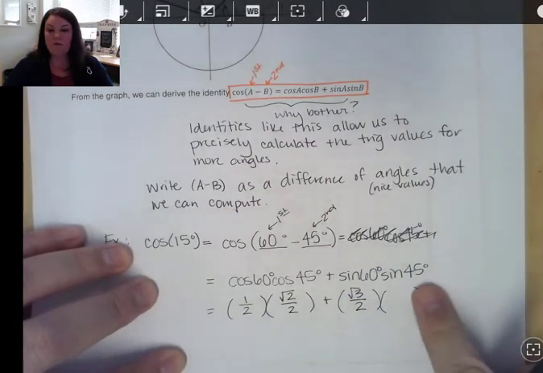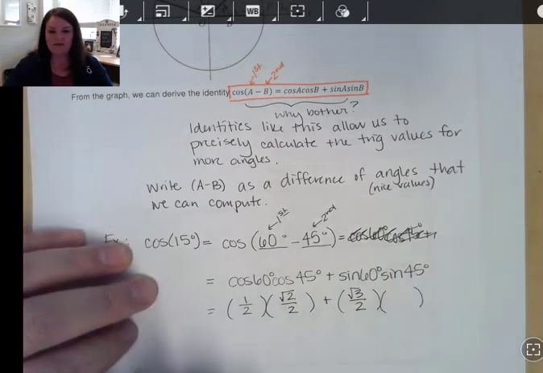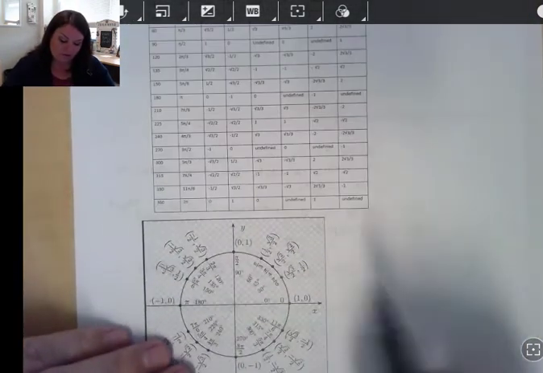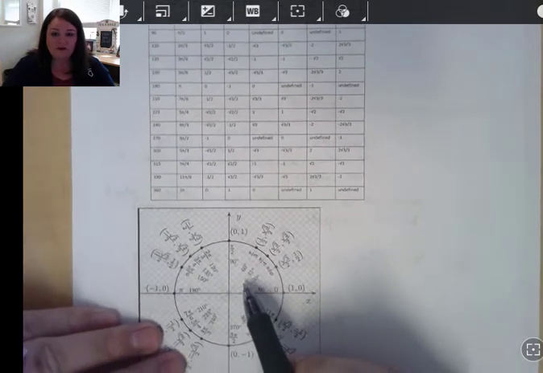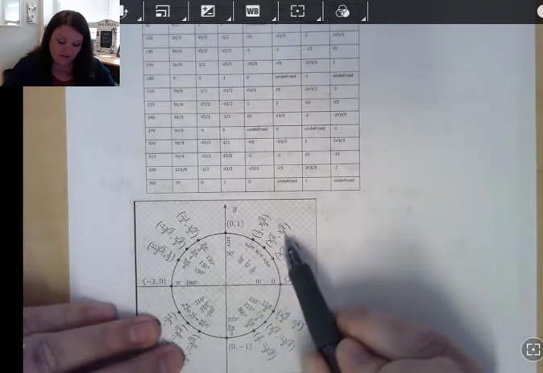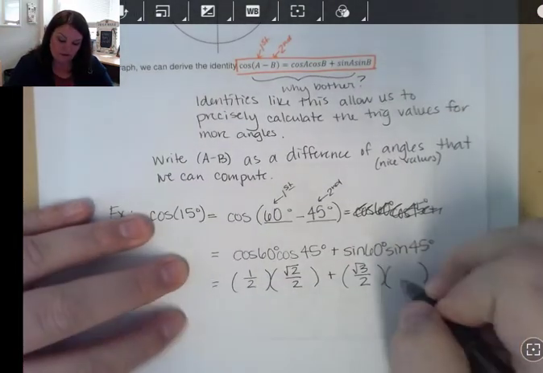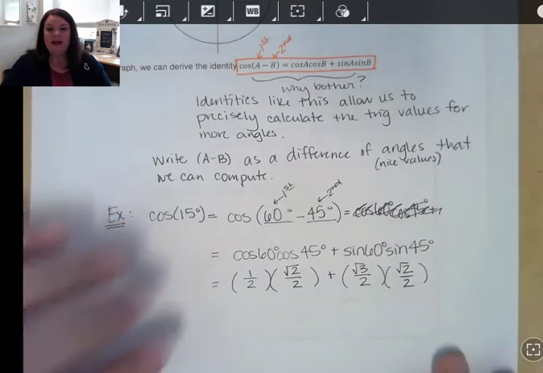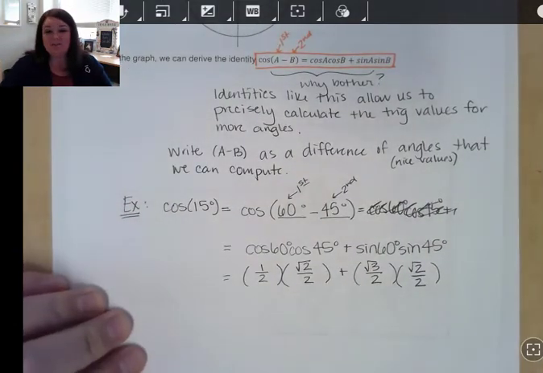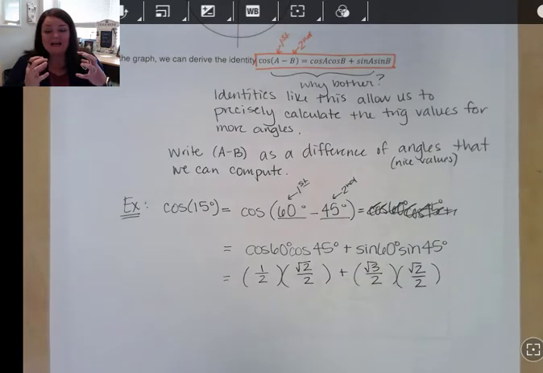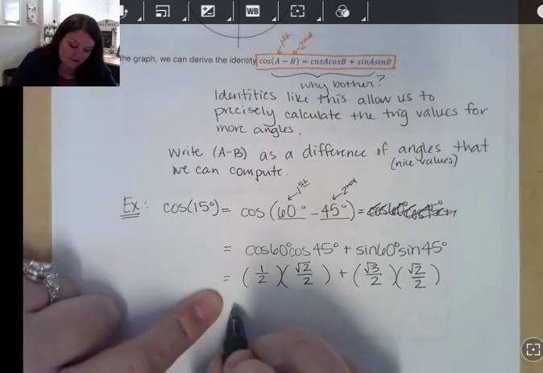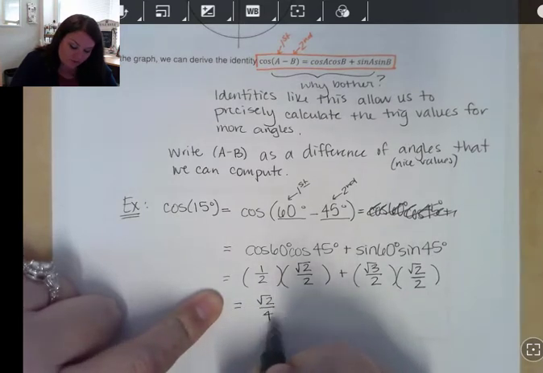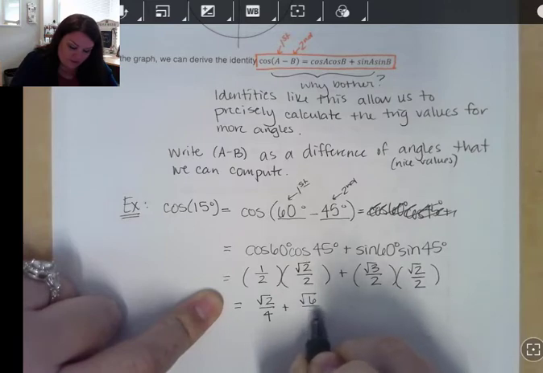And now I need to figure out what the sine of 45 is. Okay, so again, flip over, go to 45, which is here. The sine value is the second value in the ordered pair. So sine of 45 is going to be square root of 2 over 2. So I'm going to flip back over, square root of 2 over 2. And now that I know those values, now I just need to simplify this, right? Because the idea is I want an exact answer, not a decimal representation. So when I multiply fractions, I multiply straight across. So this gives me the square root of 2 over 4 plus the square root of 6 over 4.